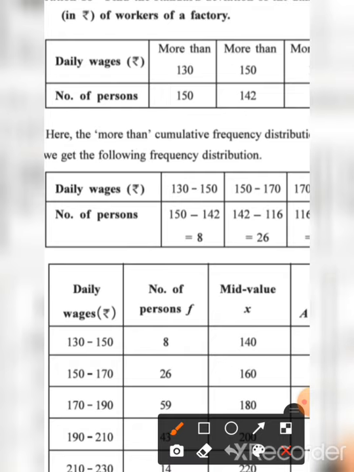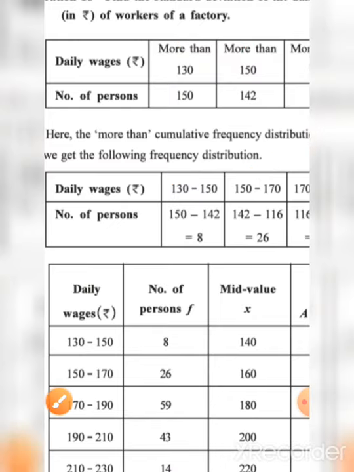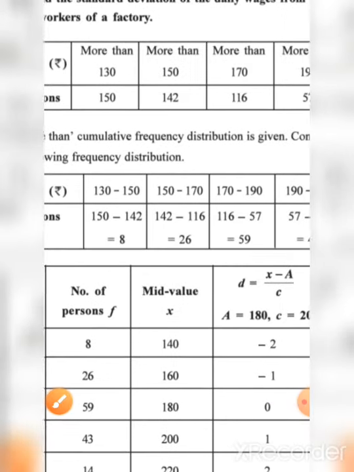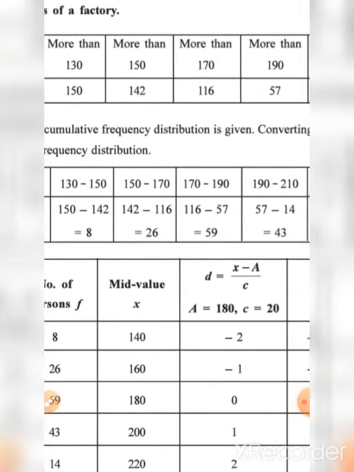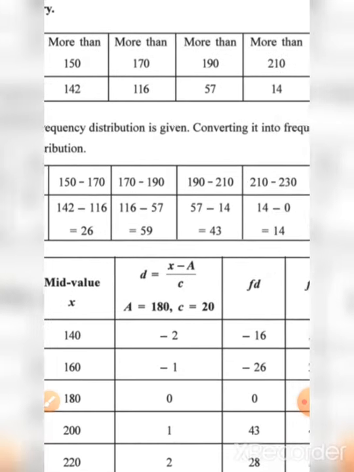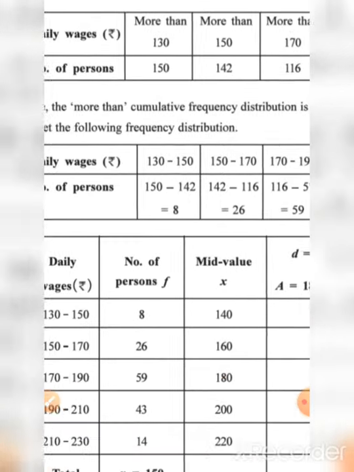Above, you would find "more than 130" is given, and as the class length is 20, the first class which has been taken is 130 to 150. Similarly, more than 150 is there and class length is 20, that's why it is 150 to 170. The next class is 170 to 190, then 190 to 210, and then 210 to 230.